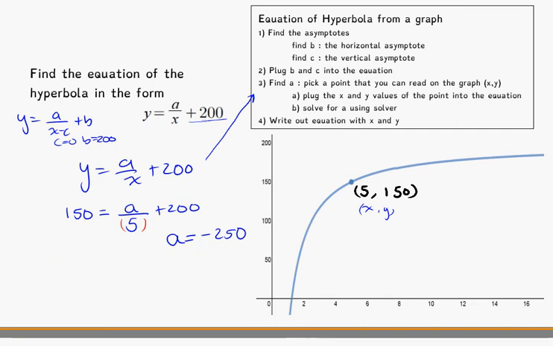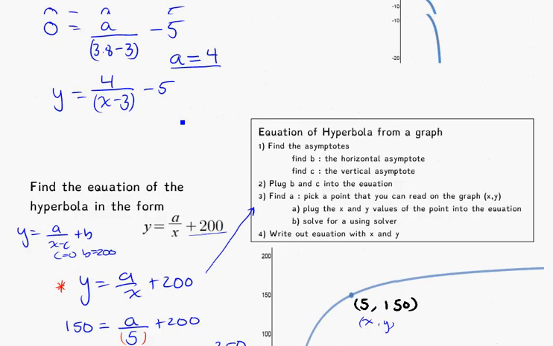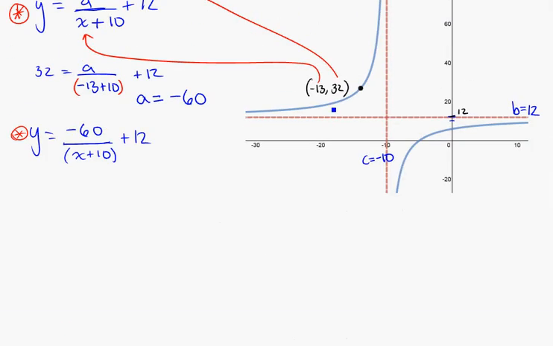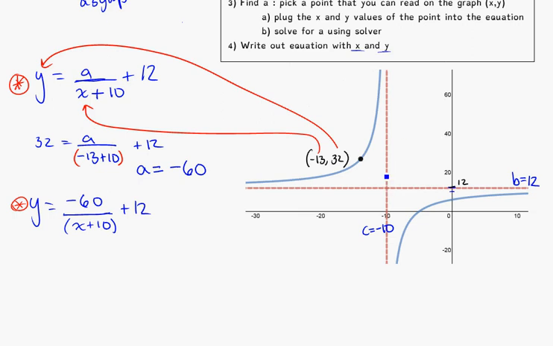And now that I know that a is equal to negative 250, I can plug it into that form of the equation, where y is equal to negative 250 for a over x plus 200. And that would be my final form for the equation. And now you could use it to solve whatever fancy word problem they give you to go with it. Okay, so watch out for what's been given to you. Sometimes it will actually be in the equation. Sometimes it will be in words. And sometimes you've just got to read it all off the graph.